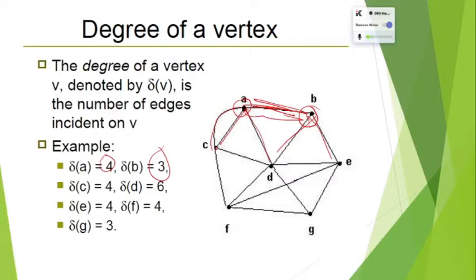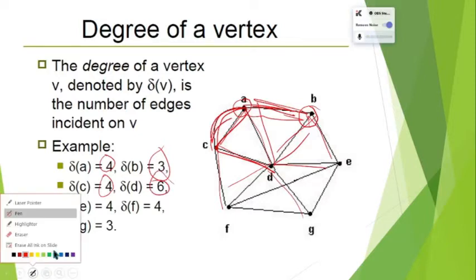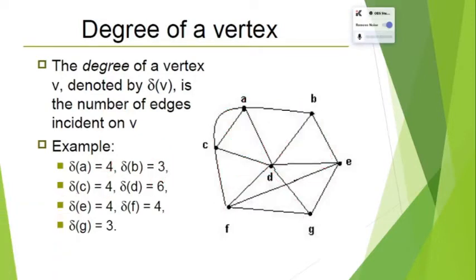The edges connected to it are this, this, this, and this. That's 4. So, correct? Delta D would be 6. So 1, 2, 3, 4, 5, 6. So 6 edges, so put 6 there. While delta E would be this one. The edges connected to it are 1, 2, 3, and 4. So delta E would be 4.